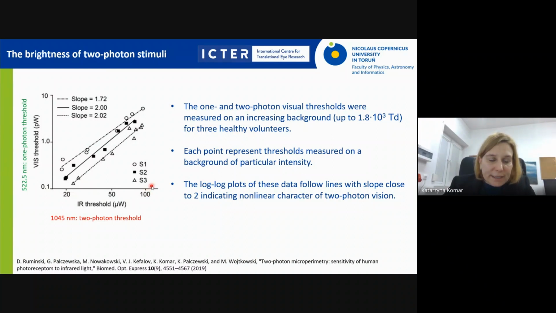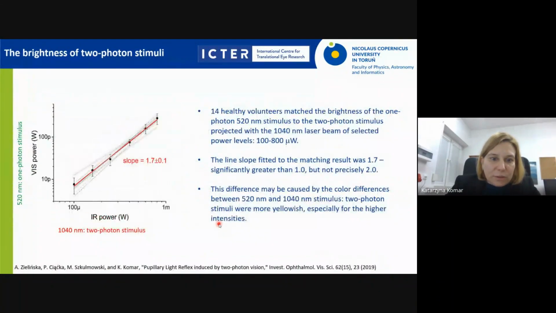And we expected that if it would be quadratic dependence, the slope of this plot should be around 2, because this is a log-log plot. So yes, it was. As you can see, for 2 of them it was very close to 2, and 1 was 1.7. So these results indicate the nonlinear character of two-photon vision.